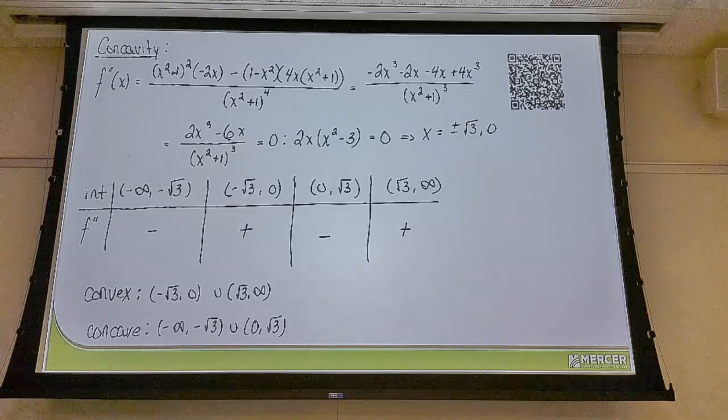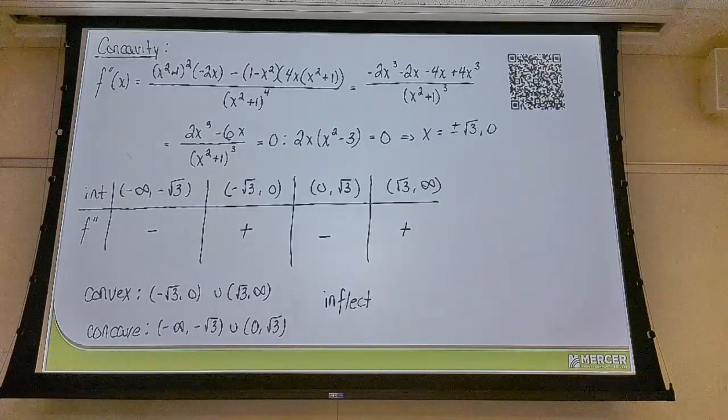Where are there sign changes? How many? There's 3, which means we have 3 points of inflection. And they occur at square roots too. This is going to be hideous. I hate this problem.